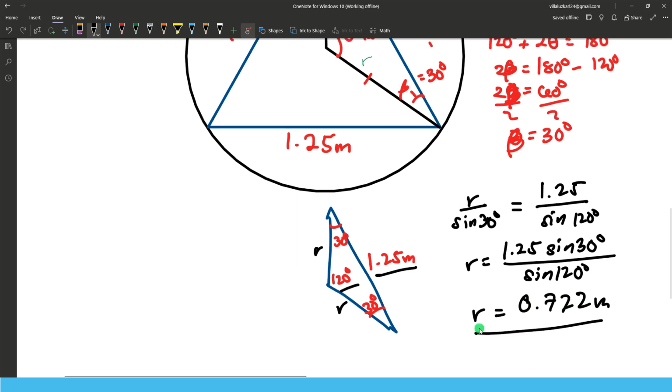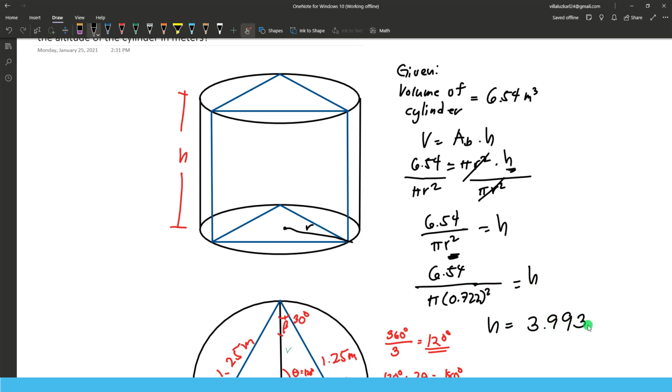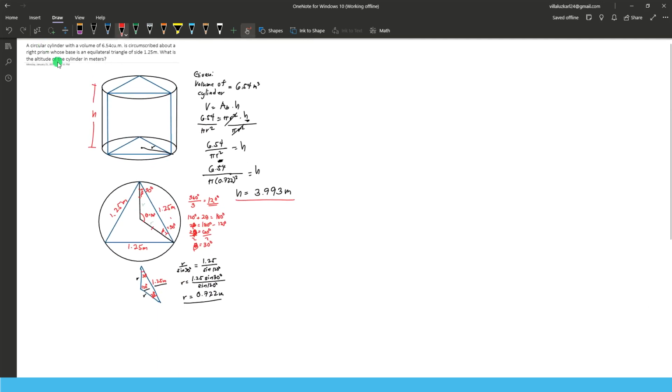meters. Going back to this formula here, we can now substitute r, which is 6.54 over pi times 0.722 squared equals h. So h therefore is equal to 3.993 meters. That's the answer. Okay, next.